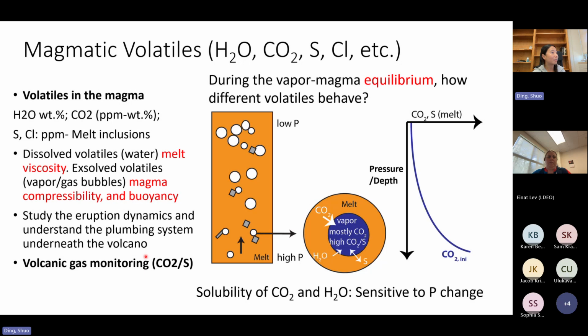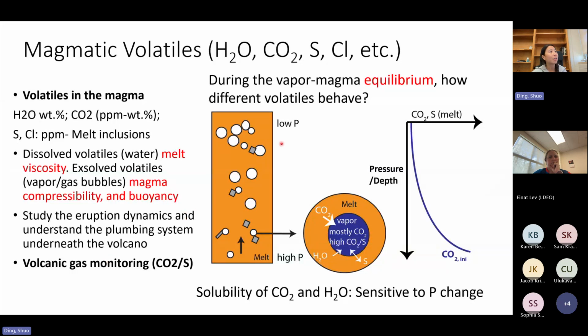Another topic that has advanced a lot recently is the use of volcanic gas. Modeling volatile degassing can really help us interpret volcanic gas and see if volcanic gas can be used as an eruption precursor.